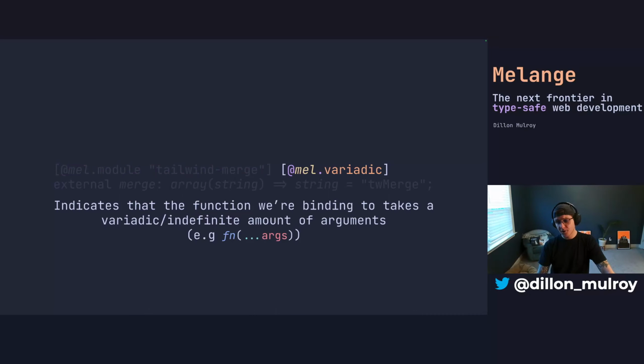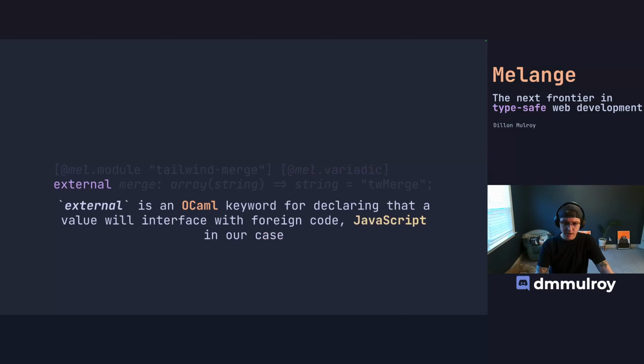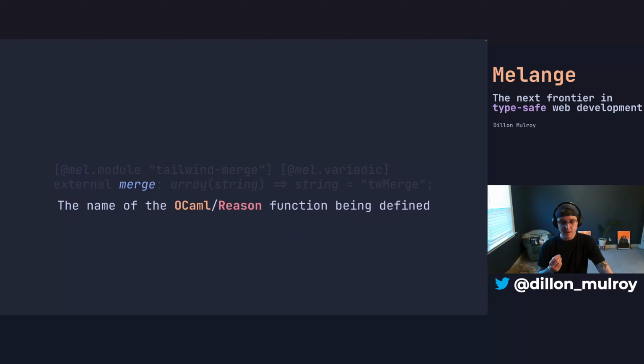Next, we have this even scarier attribute called mel.variadic. This essentially indicates that a function we're binding to is going to take a variadic or just indefinite amount of arguments. An example of this is where you have a function where you can just keep appending arguments to it with the comma. So Tailwind merge works by passing in a bunch of strings, and you can just keep on going forever. So next is the external keyword. An external is an OCaml keyword for declaring that a value will interface with foreign code, and that would be JavaScript in our case. Next is merge. This is the name of the value or the variable or the function name that we're actually going to use and call in our OCaml and Reason code.